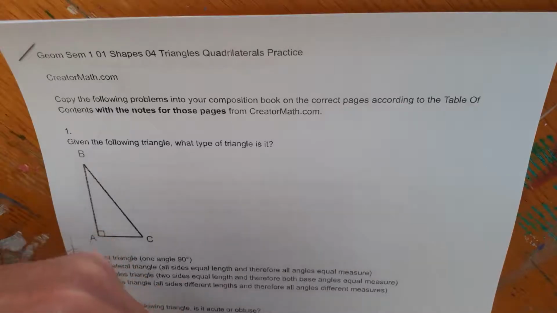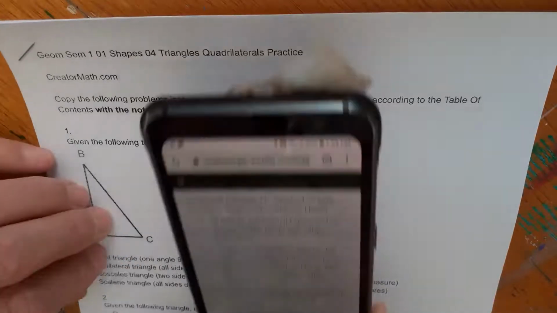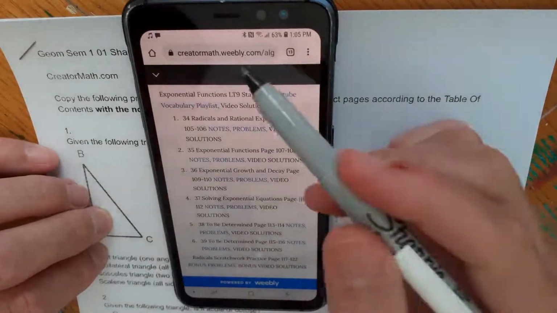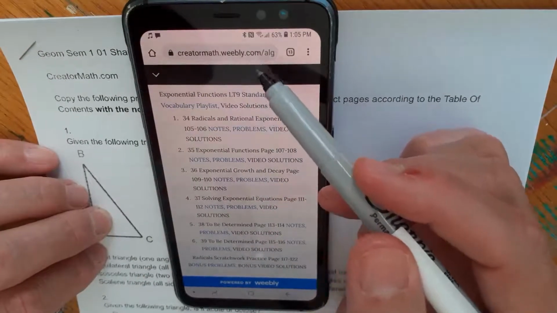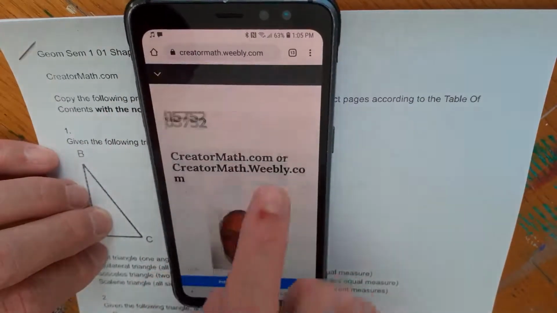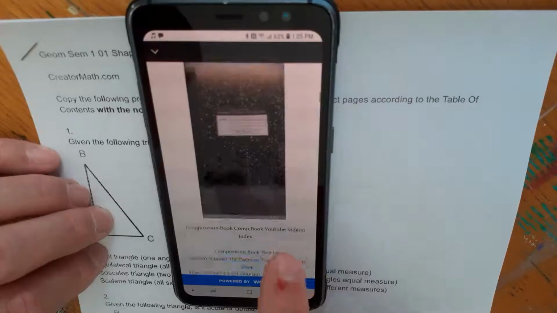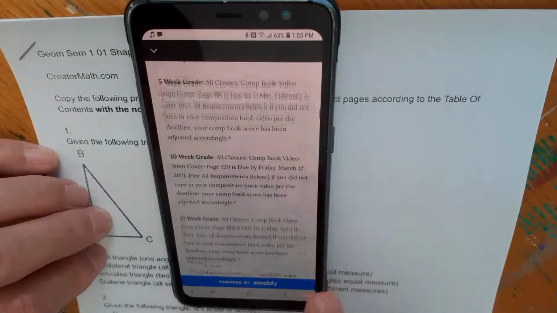So if you're trying to navigate there, creatormath.weebly.com, that's where you're going. Here's what the homepage looks like. If you're trying to do your composition book, just scroll down on the home page until you see composition book, and then follow those directions, watch those videos, and follow all the information below.